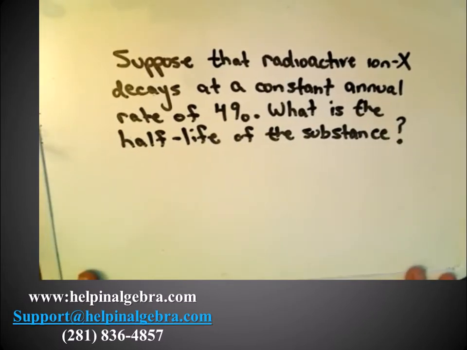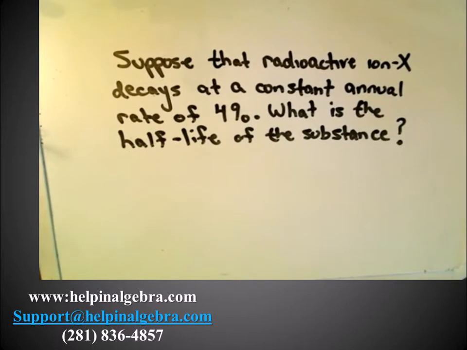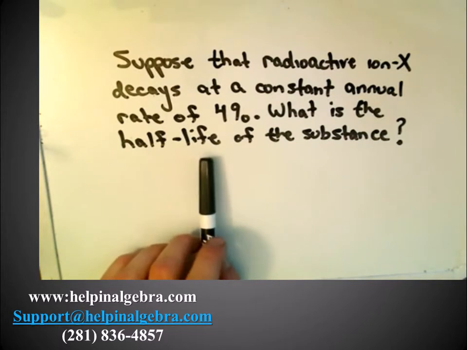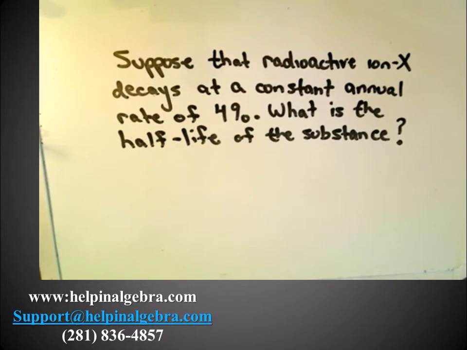So in this problem it says, suppose we have some radioactive ion, the mysterious radioactive ion X, and we know that this decays at a constant annual rate of 4%. We want to know what the half-life of the substance is. And again, the half-life is the amount of time required for the substance to decay to half of its original size. Okay, that's what a half-life is.